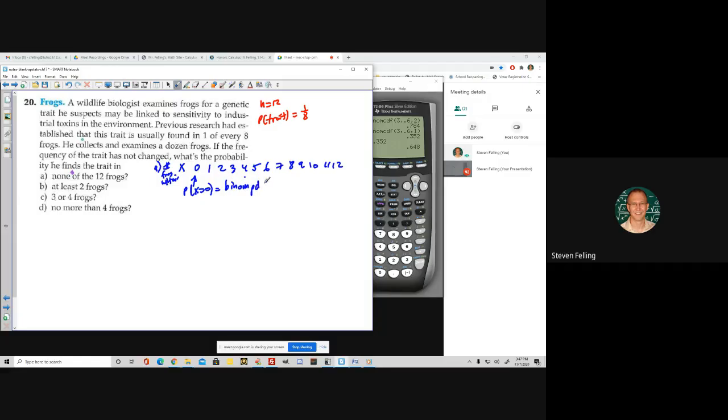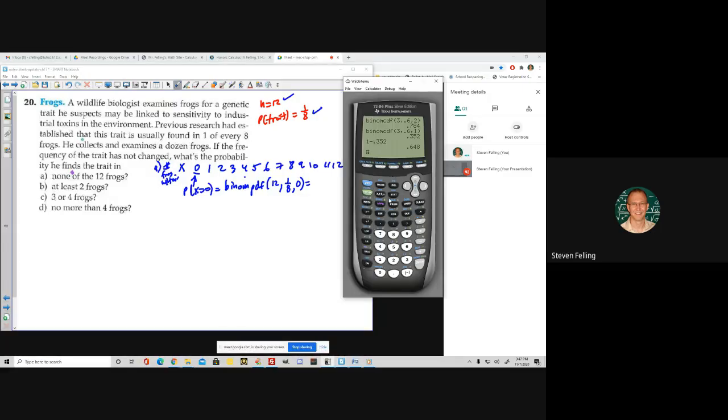This definitely is a binomial situation. I have multiple trials. The probability of the thing happening is staying constant. It's 1/8 for every frog. The trials seem to be all independent, and I'm finding the probability of a number out of 12. And so we've got binomial PDF here. That means out of 12 trials, the probability of the trait happening is 1/8, and I want the 0 case here because I want just this one case, 0. So I would just go straight to the calculator and go binomial PDF.